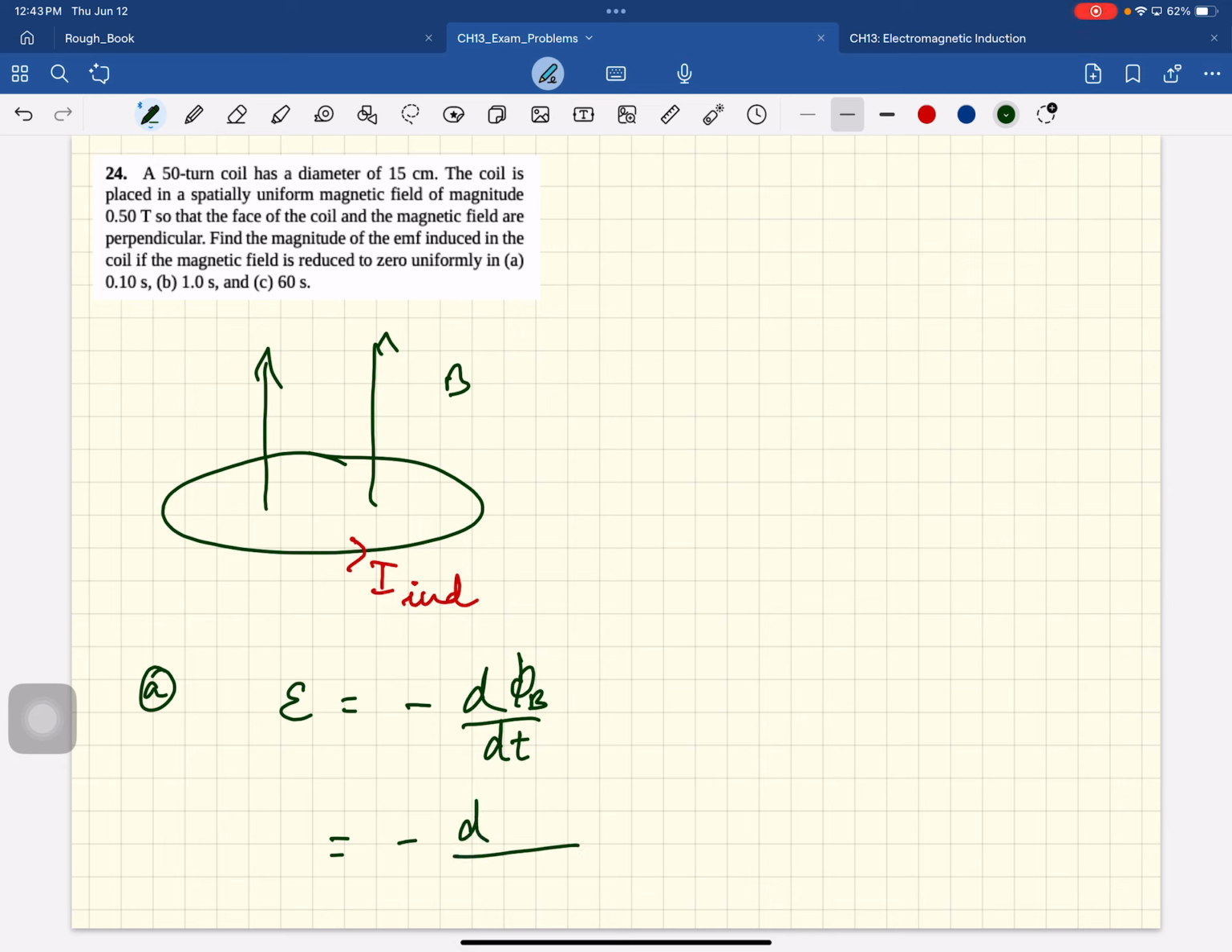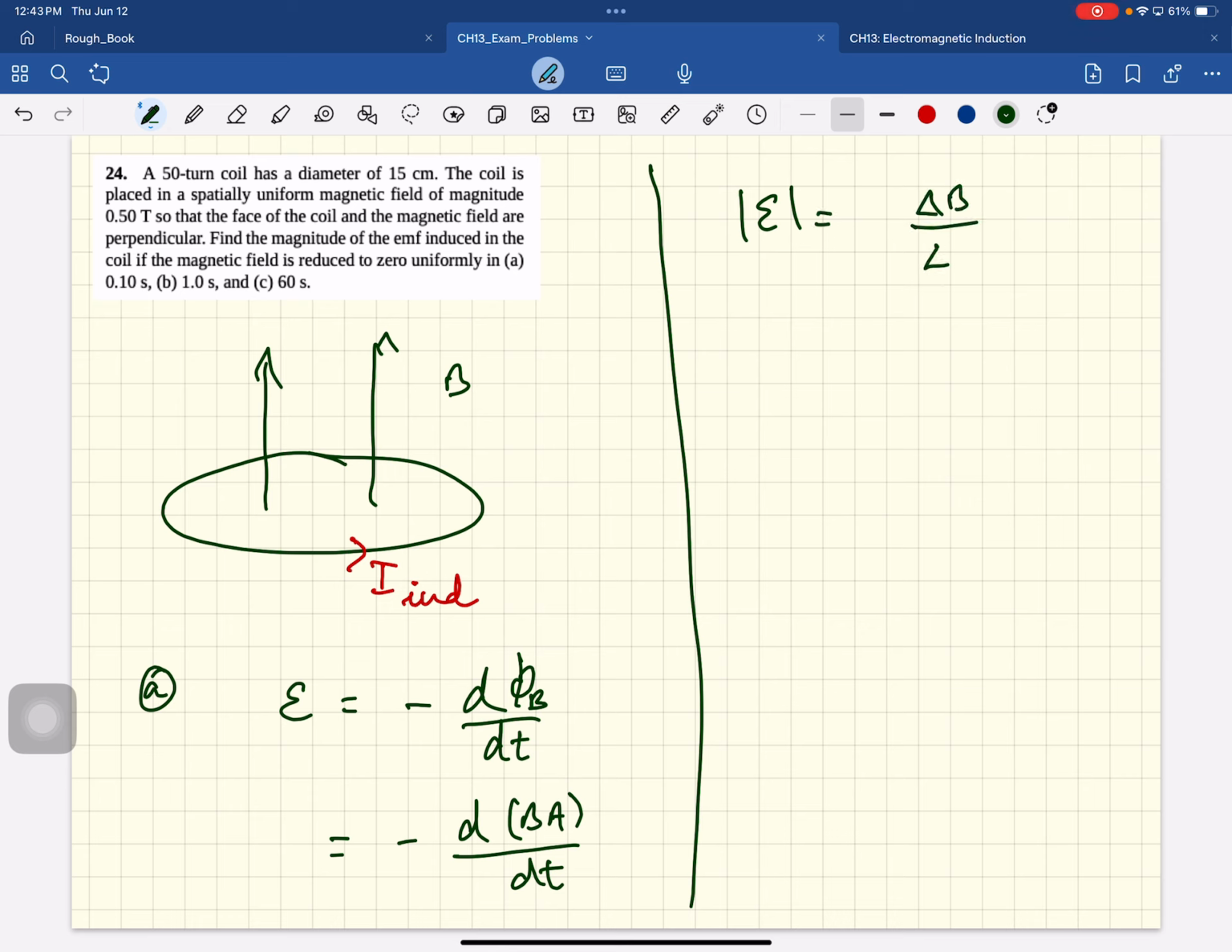And the magnetic flux is B area, d by dt. So the magnitude of the induced EMF, the area is not changing. It's delta B times area. Well, the final field is 0, so B final minus B initial. So initial field divided by delta t, times pi r squared.